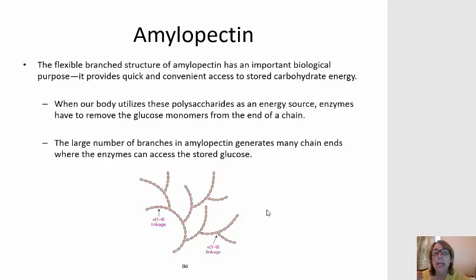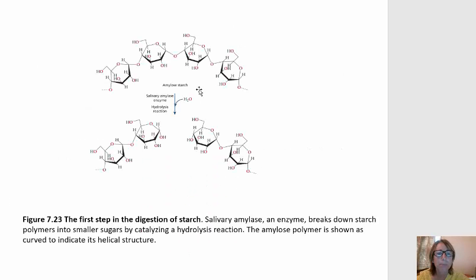And what that means is it's easier for us to digest, because when enzymes start clipping these alpha 1,4 and these alpha 1,6 bonds to get glucose, they always have to start at the end of a chain. And since amylopectin has many more ends of the chains than amylose does, amylopectin is way easier to digest.